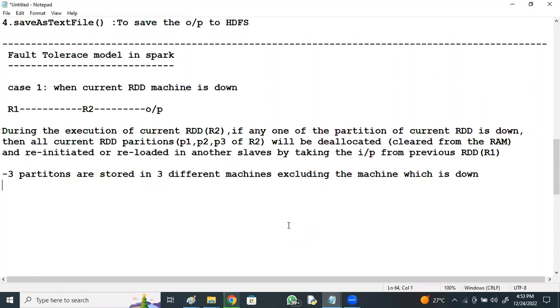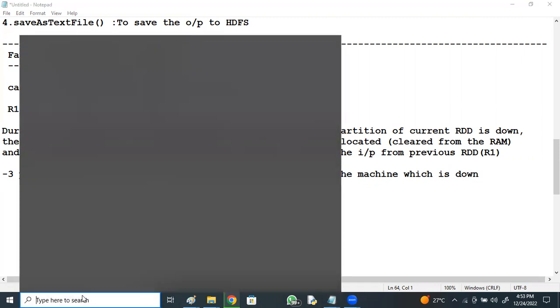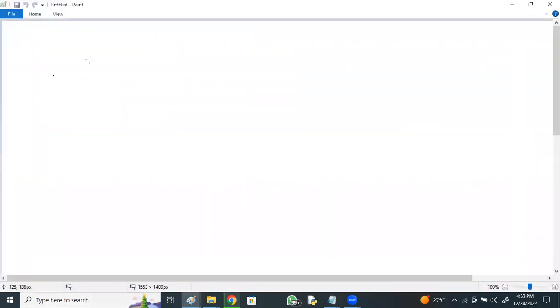Okay. Now, one thing you need to understand before I go with case 2. I will discuss persistence in brief, but as of now, there is a concept called persistence. You need to understand about persistence.